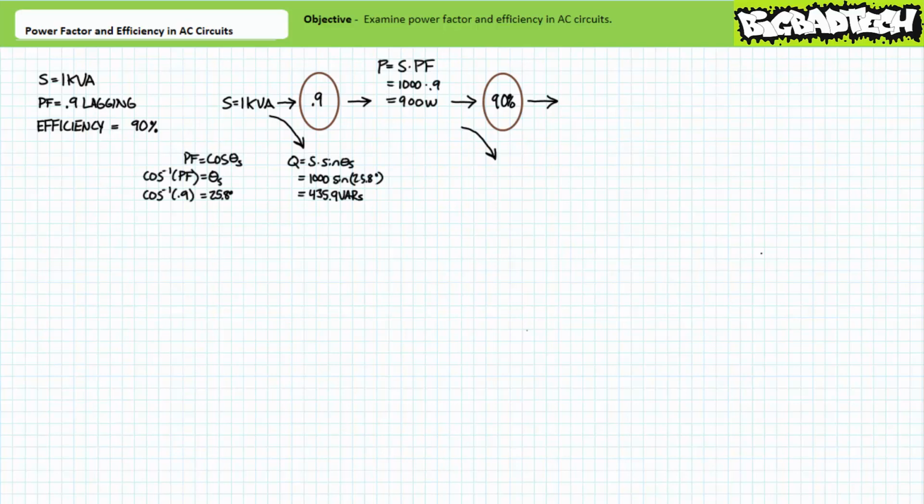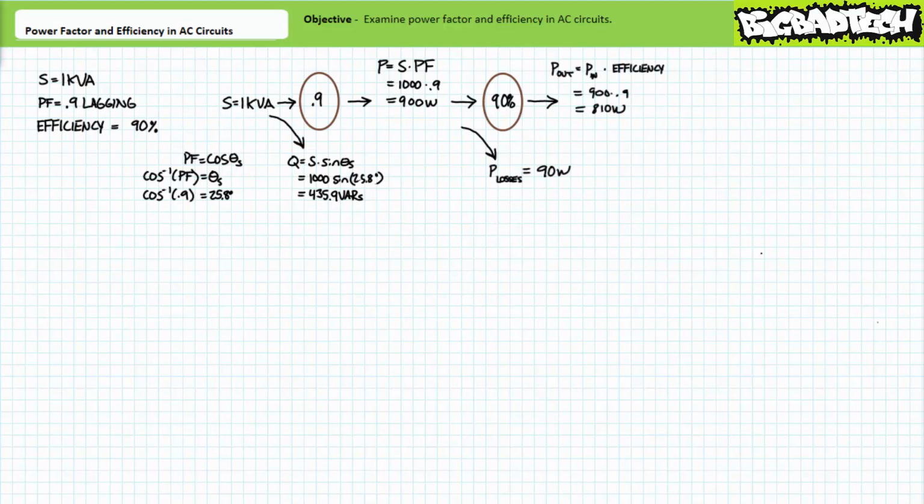Jumping through the 0.9 lagging power factor hoop, 1 kilovolt ampere of apparent power yields 900 watts of real electrical power input to this system. The 435.9 VARs of reactive power, while essential to this system's operation, is excluded from consideration by power factor.